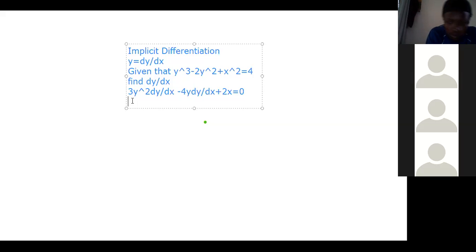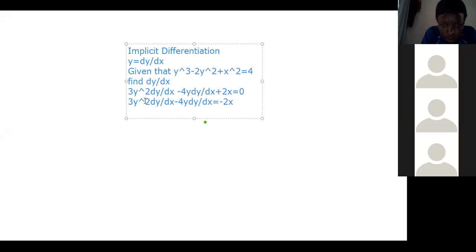Maureen, what are you going to do? So please, you group like terms. We are going to group like terms. So we are going to get 3y raised to the power 2 dy dx minus 4y dy dx. Then we will take the 2 to the other side, so we get minus 2x.